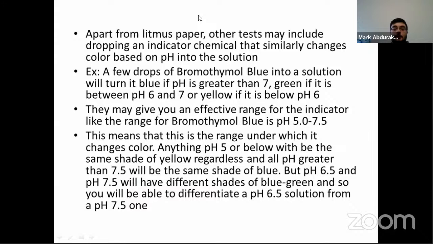Awesome. Because its effective range is around neutral, right? So that's why it's very commonly used, especially in biology, where most experiments are done around neutral pH. Other indicators are used for more extremes, like maybe some work between pHs 3 and 5, others between 9 and 11. They're using different pH ranges, effective ranges. It's just this one's very common because of biology.